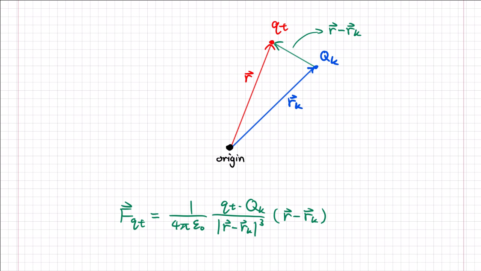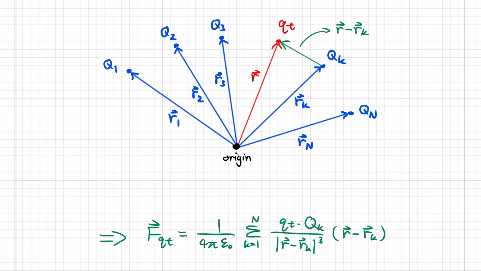In this diagram, we can see that the vector pointing from QK to QT is R minus RK, and below is the expression of the force acting on QT due to QK. Since superposition holds with Coulomb's law, we can sum all the forces that act on QT.